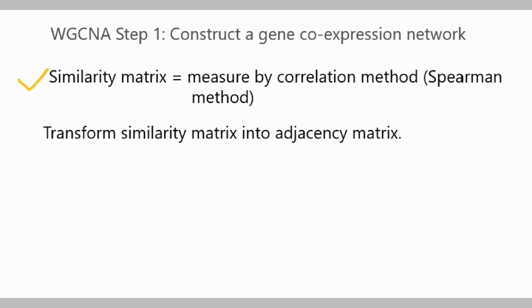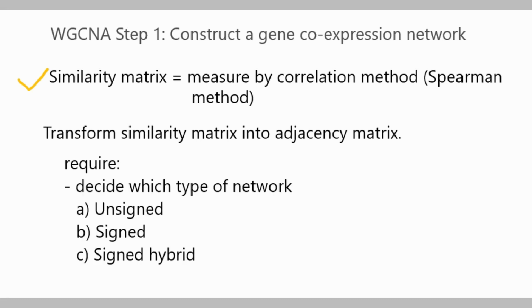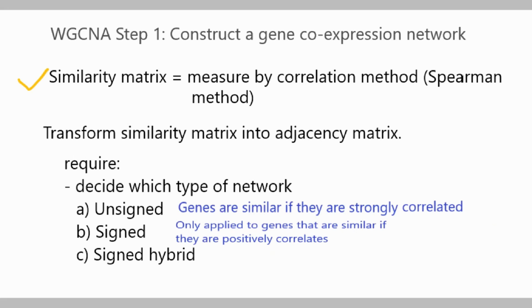There are three types of network for us to choose from. First, unsigned. Genes are similar if they are strongly correlated, regardless of the direction of the association. Second, the signed network. Genes are similar only if they are positively correlated. Those genes that have an opposite trend are considered not similar. Third, signed hybrid. Negative associations are all treated as zero in this matrix.